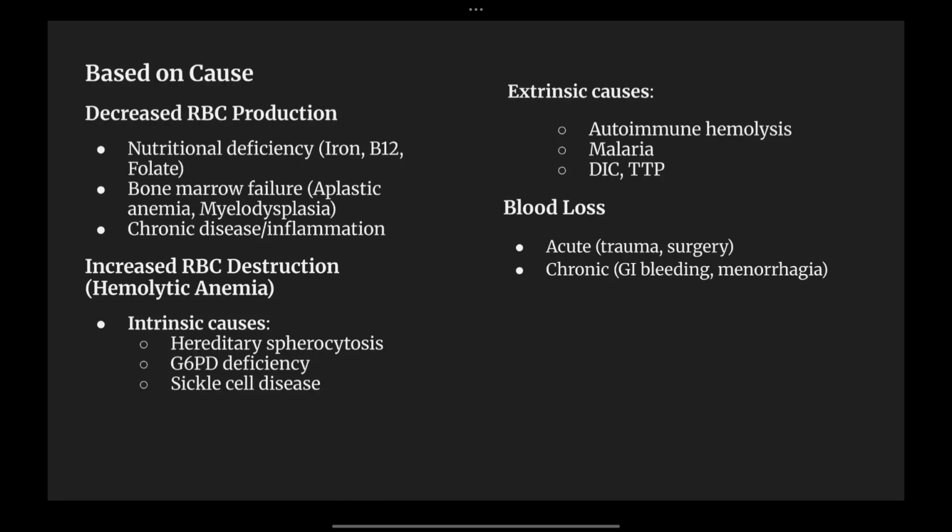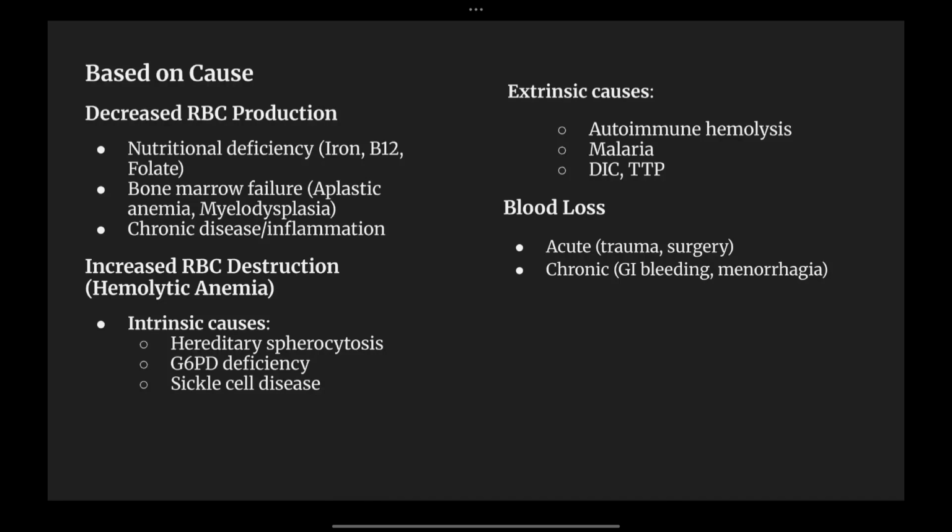When does this less RBC production happen? Whenever there is nutritional deficiency, whenever the person is not taking iron rich food, whenever the person is not taking vitamin B12, or because of the folate. So all these nutrients when avoided can cause decreased RBC production, leading to anemia. Now bone marrow failure can also lead to the anemia, which is aplastic anemia and myelodysplasia as well.